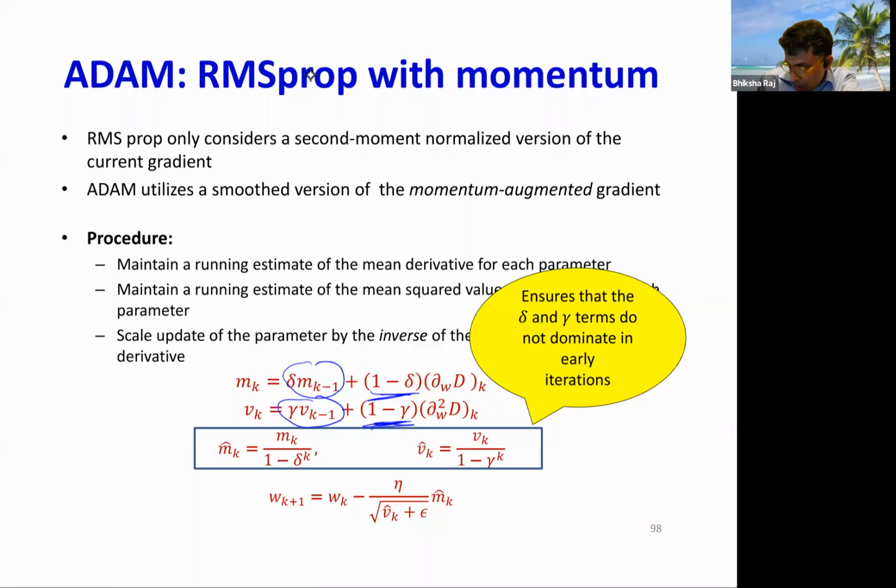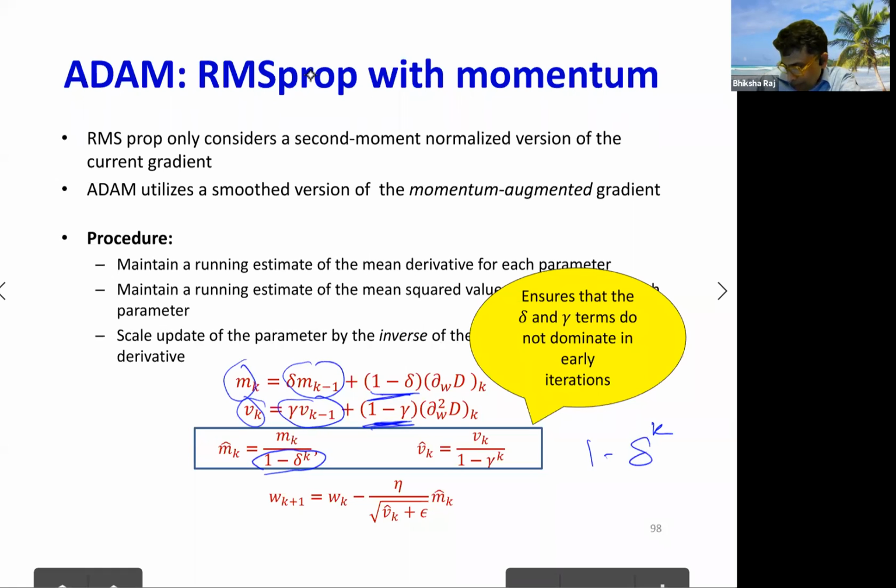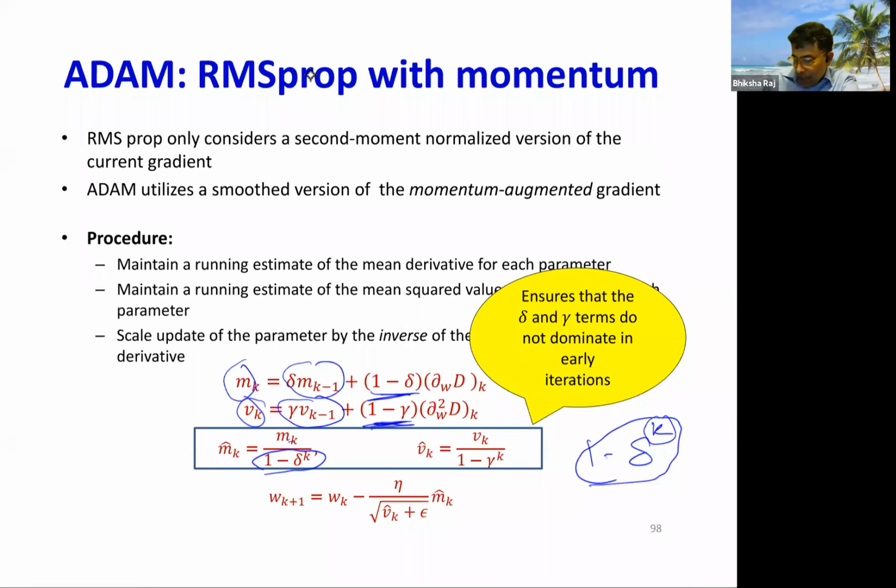So what we do is, rather than using these raw mean and mean squared values, we divide them by 1 minus delta raised to k. When k is 0, or close to 0, this becomes a small number, and so it scales up these terms. But as the iterations increase, this term becomes 0, and so this denominator simply vanishes. So in the initial iterations the behavior is not too slow, but with the iterations, the denominator term becomes large enough to become a non-factor.